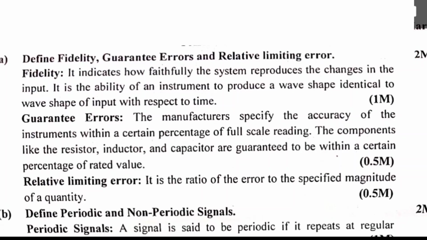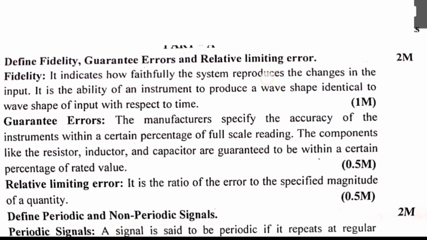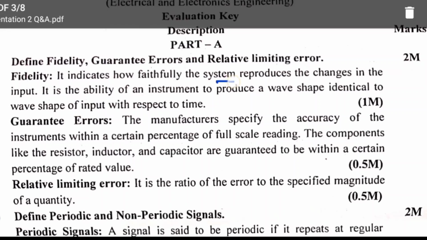Coming to the answers related to the questions, the first question, part A: what is fidelity? The fidelity indicates how faithfully the system reproduces the changes in the input. That is fidelity. It is the ability of an instrument to produce a wave shape identical to the wave shape of the input with respect to time. What are guarantee errors? The manufacturer specifies the accuracy of the instrument. Those errors are guarantee errors. Components like resistor, inductor and capacitor are guaranteed within a certain percentage of rated value.